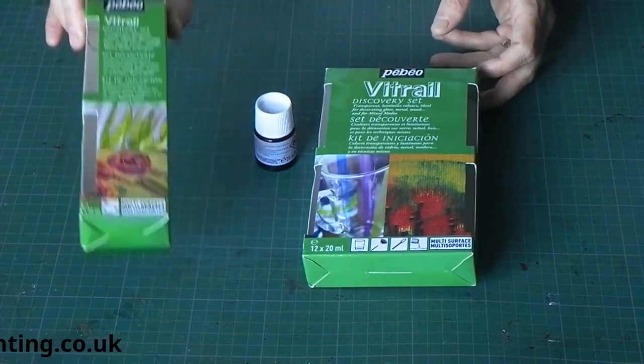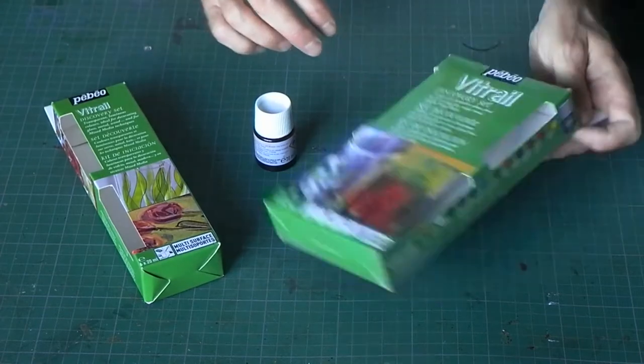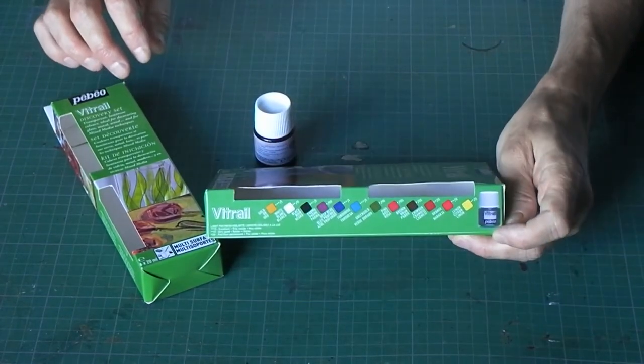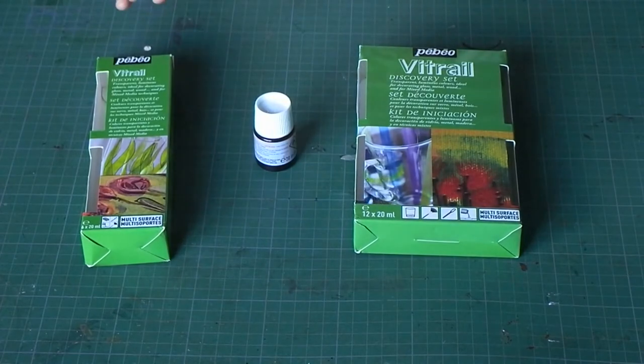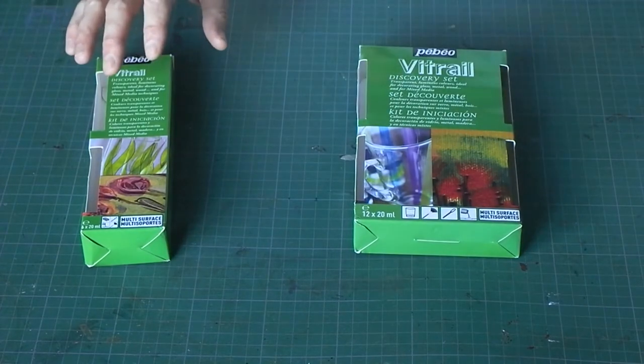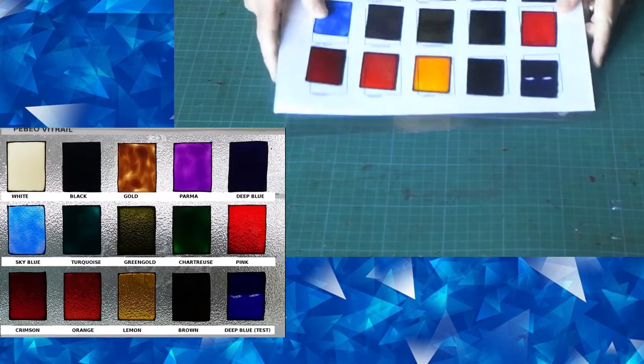This one has 6 colours in it, and this one has 12 colours in it. After taking out the duplicates, I was left with 14 colours, which we will now look at. Here's my colour chart I made.